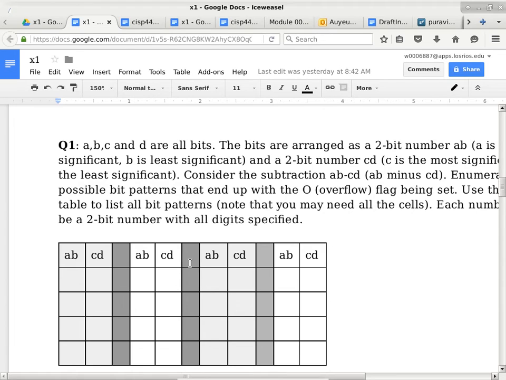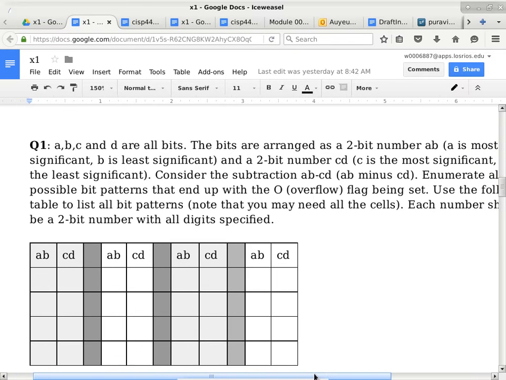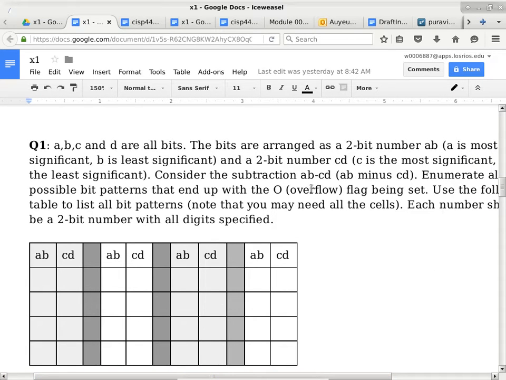All right, first question. A, B, C, and D are all bits, binary digits. These bits are arranged as 2-bit numbers. So AB is one number, CD is another number. In the case of AB, A is the most significant bit. In the case of CD, C is the most significant bit. Consider the subtraction, AB minus CD. So we have a 2-bit subtraction here.